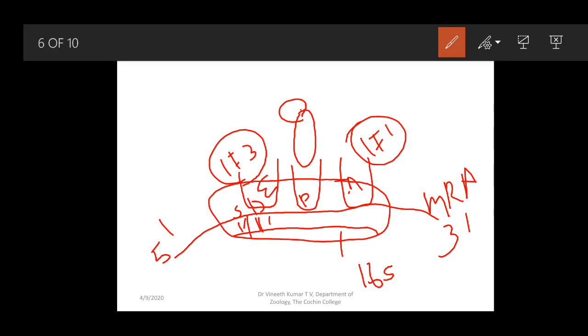So the function of IF3 is to prevent the larger subunit from binding prematurely. Only after the initiation complex is formed should it bind.